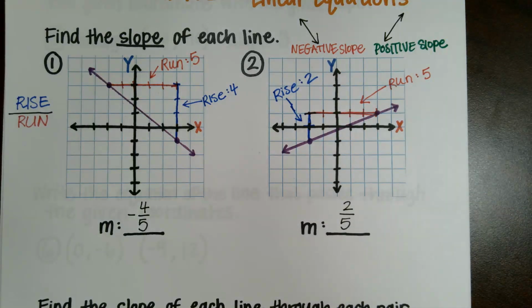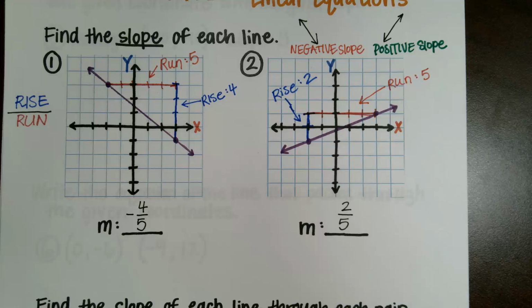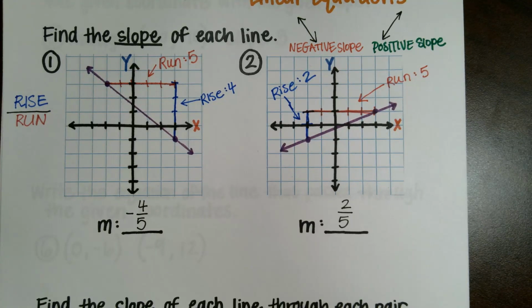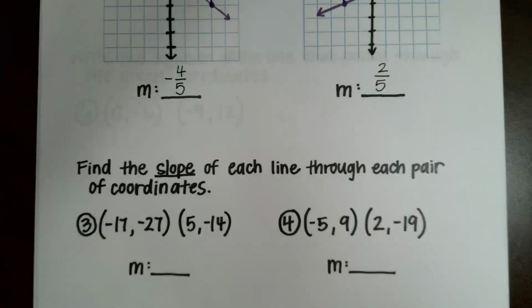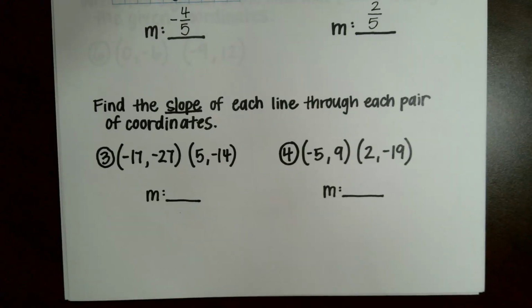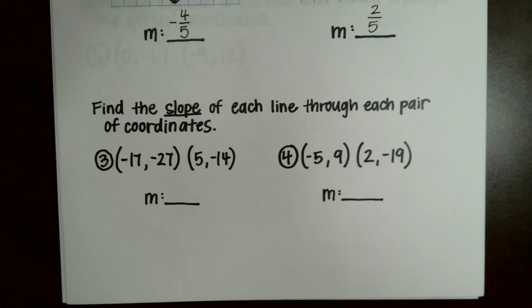Perfect. Any questions about number 2? Anybody confused? We all feel okay? All right. Let's go ahead to number 3 and 4. This is where we're finding slope using the slope formula. You could get graph paper and draw these on your graph, but that is going to be very time consuming. And you're going to need a very large graph for some of these points.